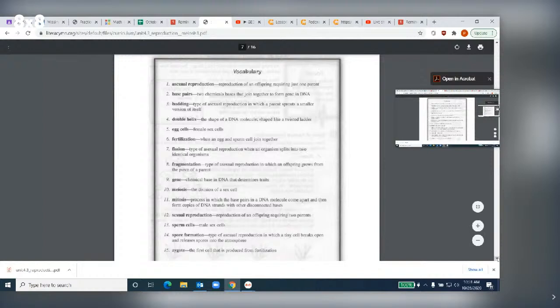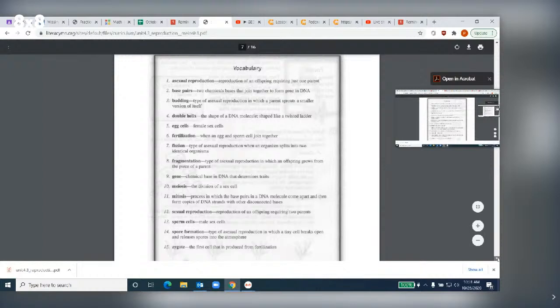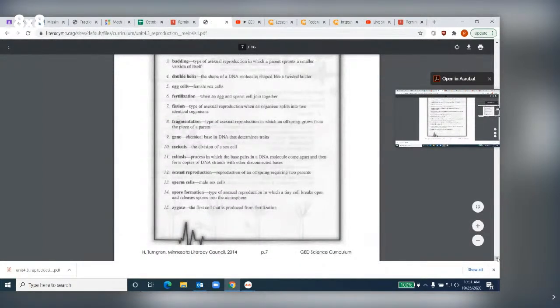Mitosis is a process in which base pairs in the DNA molecule come apart and then form copies of DNA strands with other disconnected bases. Sexual reproduction, that's reproduction of an offspring requiring two parents. Sperm cells are the male sex cells. Spore formation, it's a type of sexual reproduction in which tiny cells break open and release spores in the atmosphere. And zygote is the first cell that's produced from fertilization. Okay, so those are some of the terms that are going to come up in this unit. And this is something you guys can just refer to if you get confused. You can go back and look at the vocabulary.